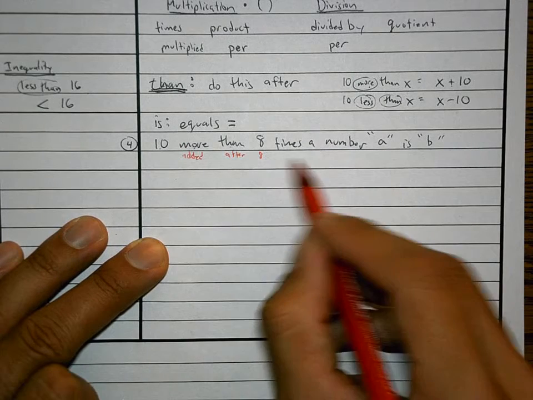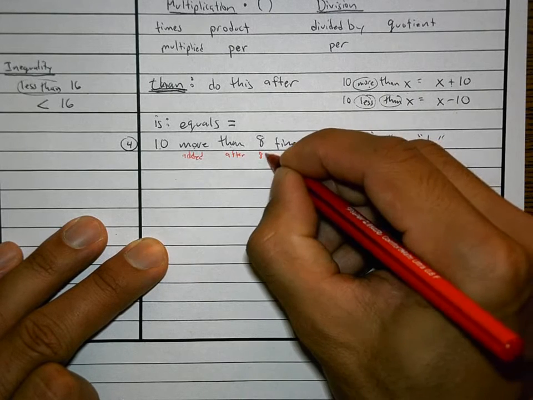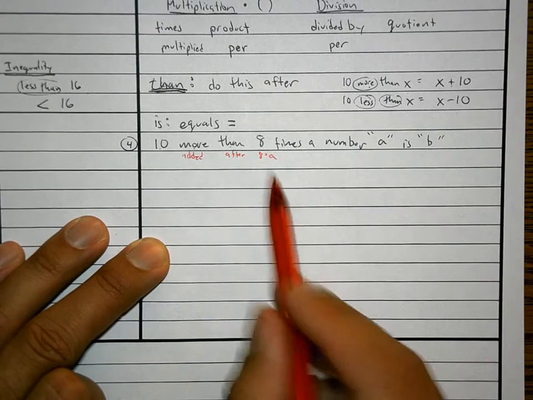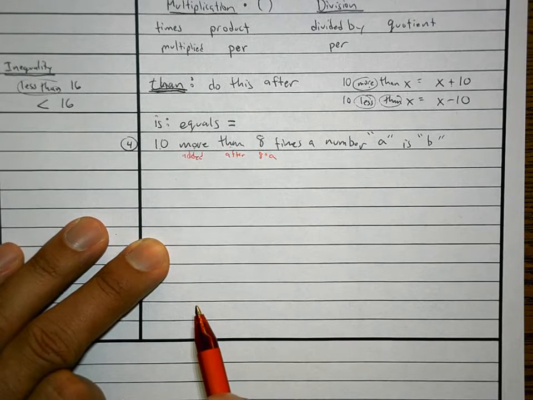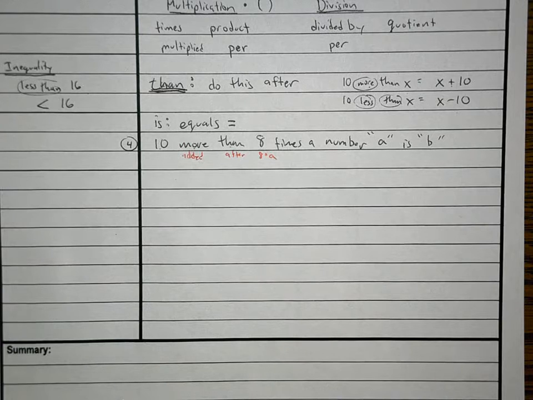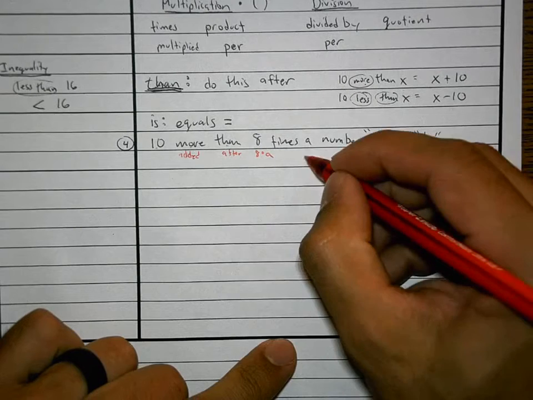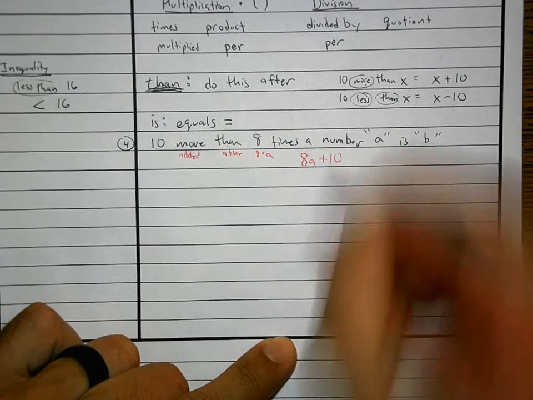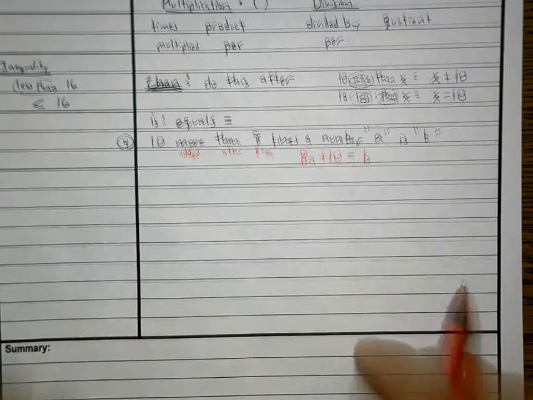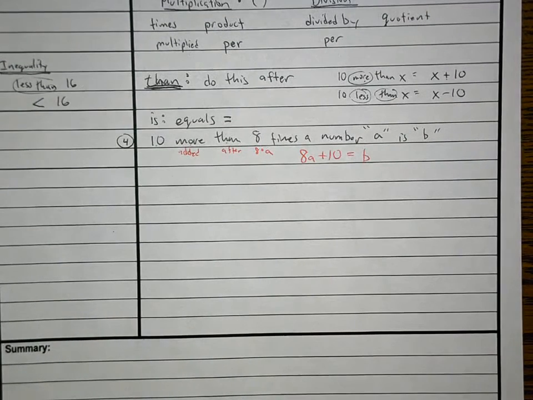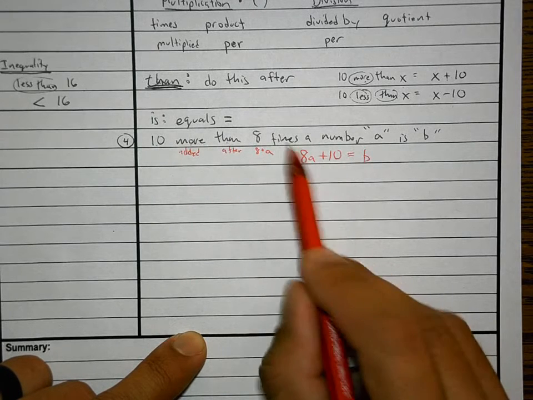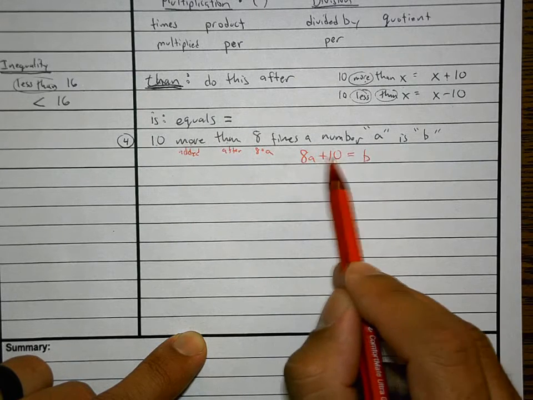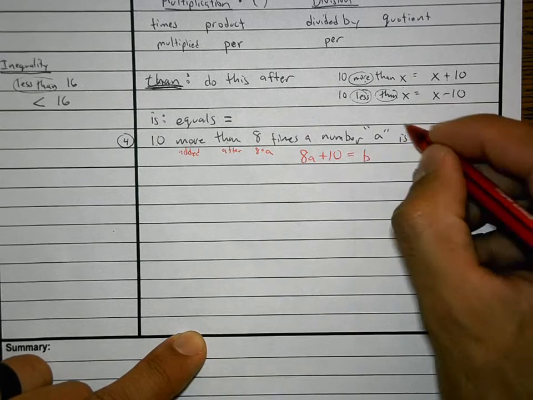What do you think that's going to look like? 8 times a number A. That's what I'm going to write. 10 added after 8A. What am I going to write for my equation? Any ideas, Jasmine? Nope, she doesn't know. Eric, any ideas? 8A plus 10 equals B. 8A plus 10 equals B. And I know this may look really foreign to some of you. 10 more than, 10 added after 8 times the number A. 8A plus 10 is, means, equals B.